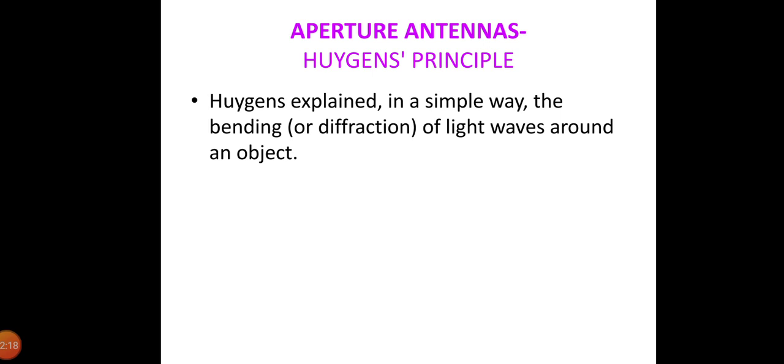Huygens explained in a simple way the bending of light waves, that is, diffraction of light waves around an object. This was accomplished by viewing each point of a wavefront as a secondary source of spherical waves. The next wavefront is the envelope of these secondary waves in the forward direction. Some 150 years after Huygens' contribution, Fresnel recognized that the phase shift between wavefronts is computed from the distance between the wavefronts, delta L, by the familiar relation beta times delta L.